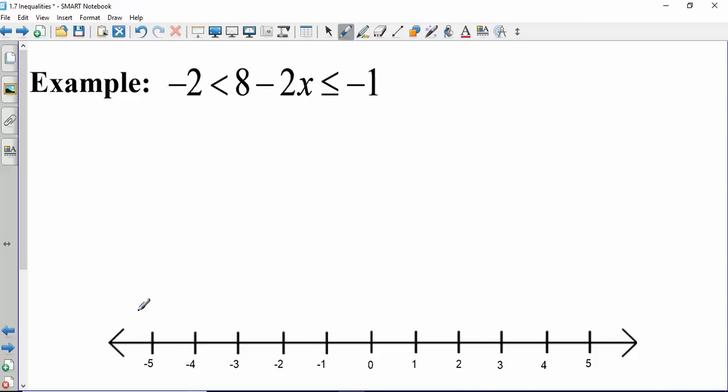What's the first step? So we get negative 10 less than negative 2x less than or equal to negative 9. And then divide by negative 2. What happens when you do that? Flip your signs.